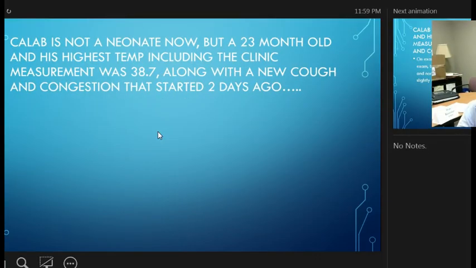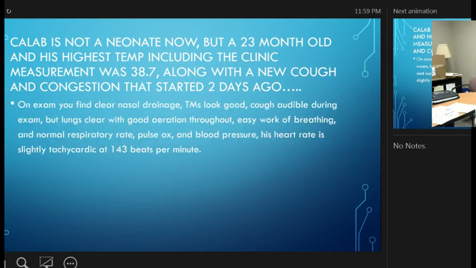Okay, Caleb is not a neonate any longer, but a 23-month-old, and his highest temperature, including the clinic reading, is 38.7, along with a new cough and congestion that started about 2 days ago. So if you look at the fever guideline for 6 months through 24 months of age, he does meet the inclusion criteria at the top right-hand column. We forgot to ask earlier, but he does have his immunizations complete.